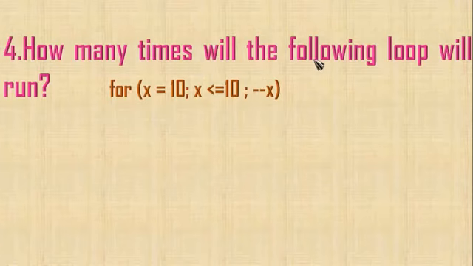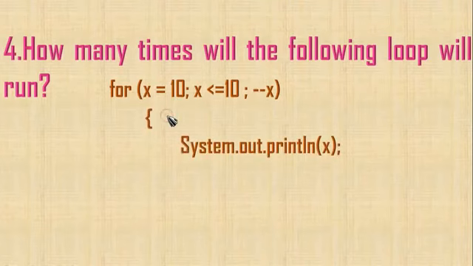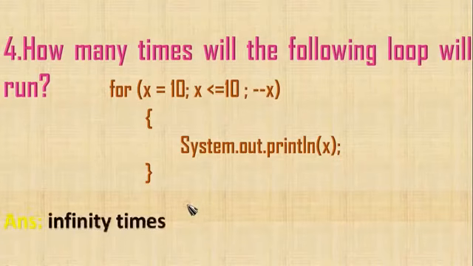Next, how many times will the following loop run? So here x is equal to 10, x is less than or equal to 10, --x. It has a statement to print it. So this is true, and then it prints 10, and then later it becomes 1 less than that. So what happens? It is 9. When it is 9, again it is true, it will print. Decreasing by 1, it will always be true. So it will run infinite times.